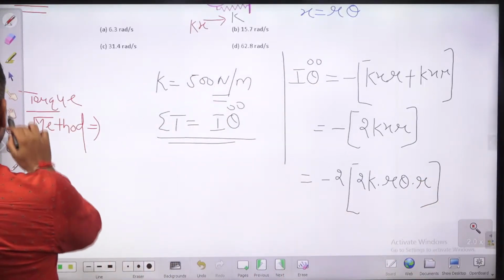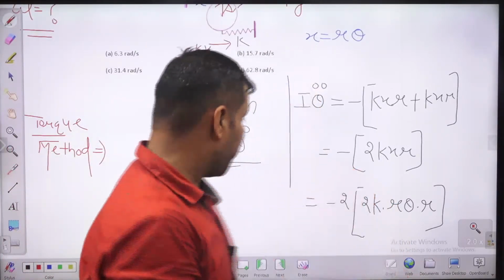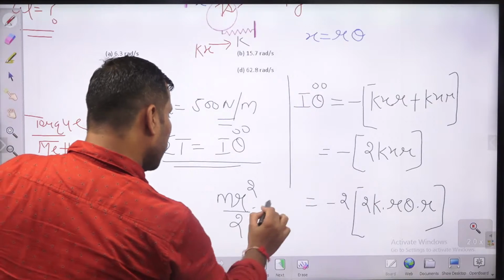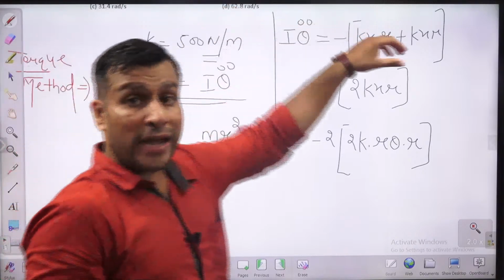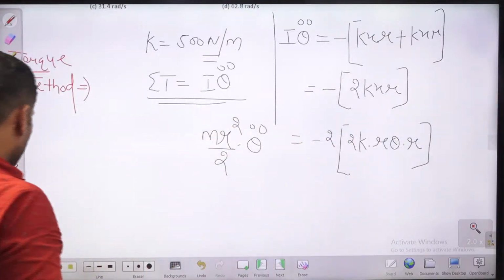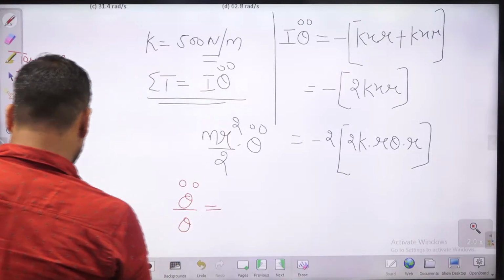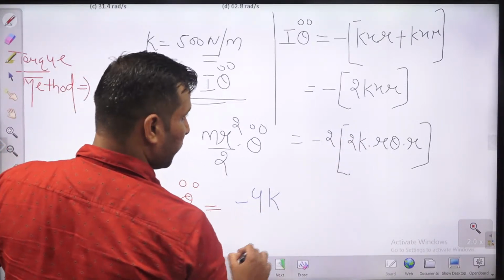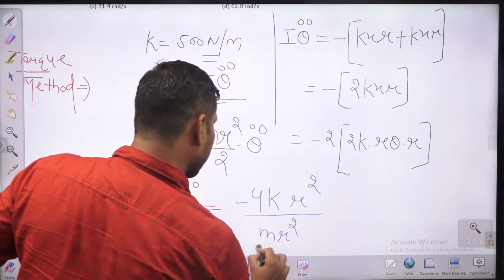How much is the moment of inertia of a disk? That is mr square by 2. So m is the mass, r square by 2 into theta double dot. So I am using the torque method: the product of inertia and angular acceleration, I theta double dot, is equal to the algebraic sum of all the torques. Further simplifying, theta double dot by theta is equal to minus 4k into r square divided by m r square divided by 2.